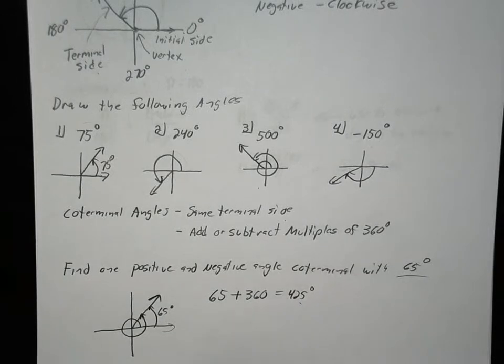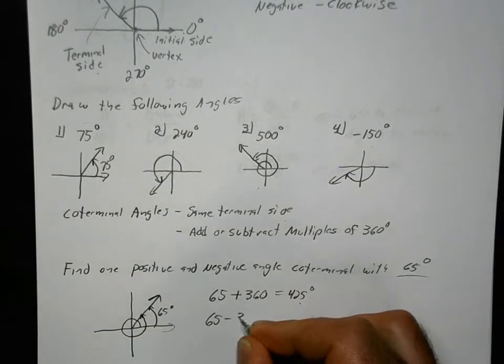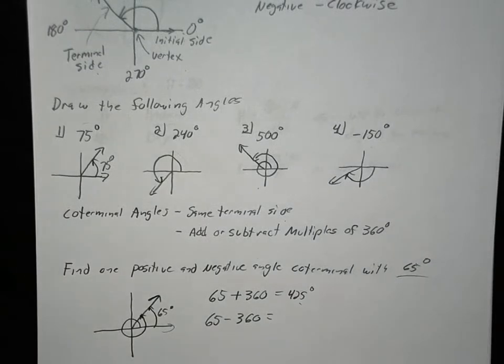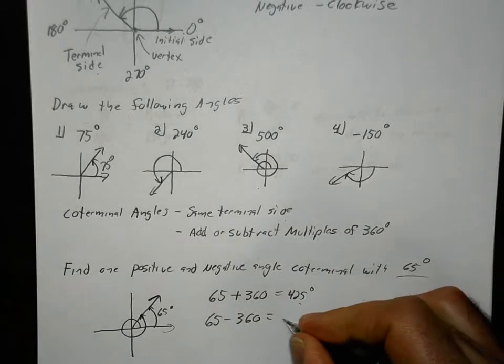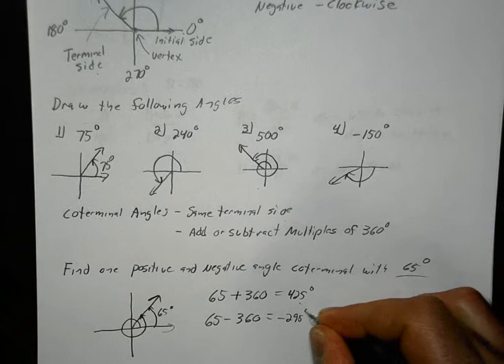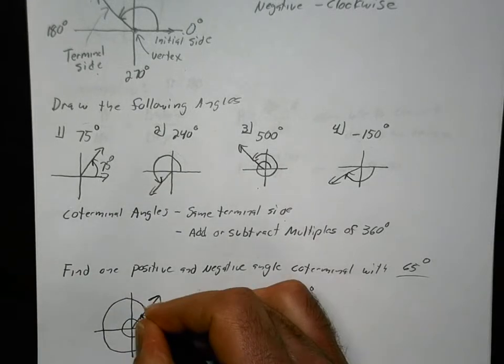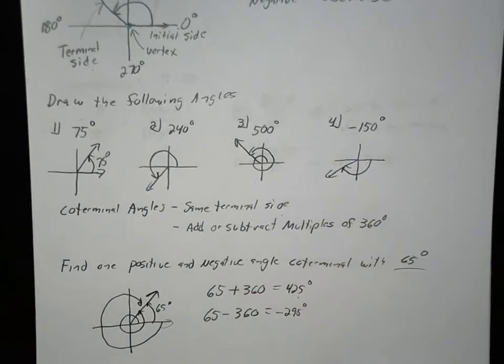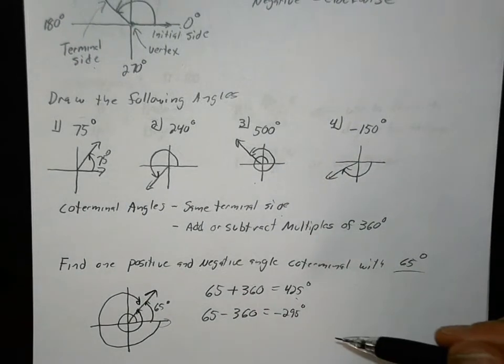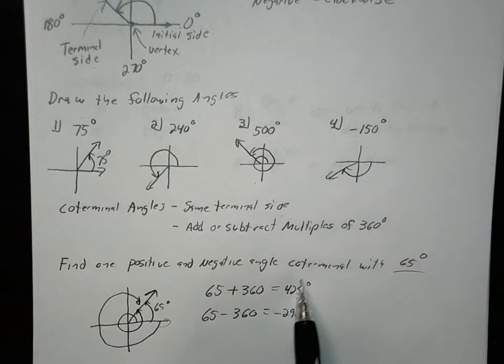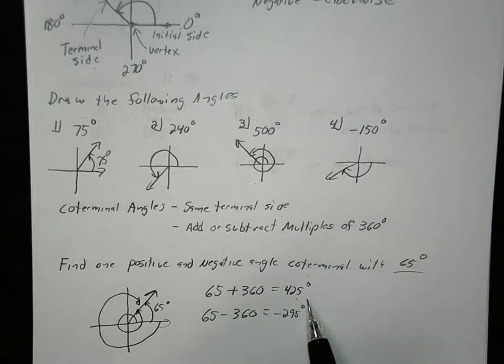So that would be 425, or I can subtract 360. So I would get negative 295 there. So that would be this angle from going backwards. That would be negative 295. So those are coterminal angles. We just add or subtract 360. We can find numerous coterminal angles by continuously adding or subtracting 360 as many times as we want to find coterminal angles.